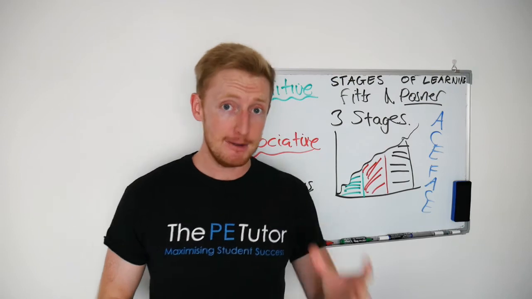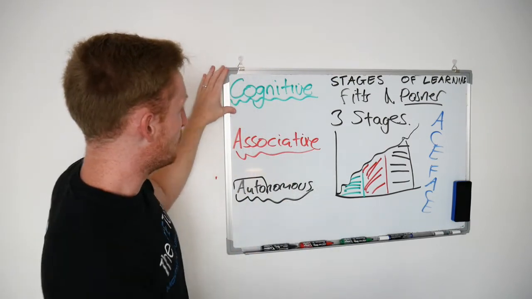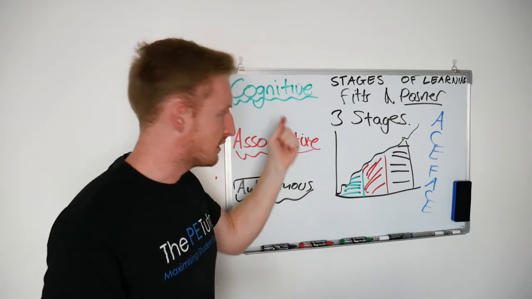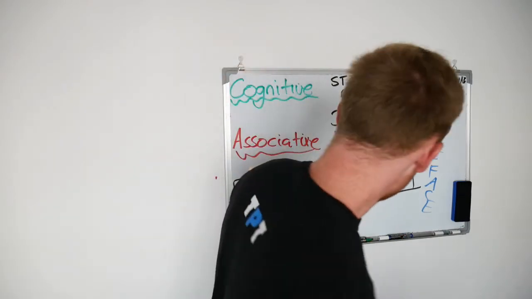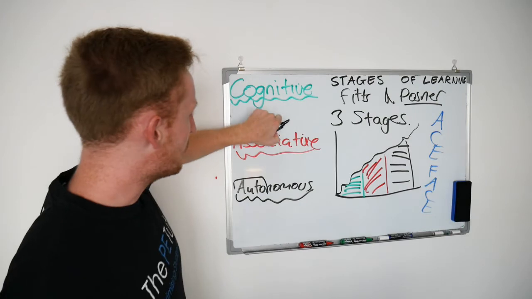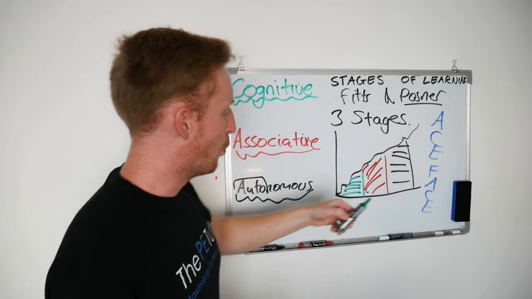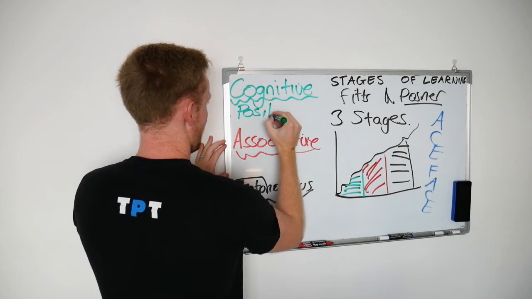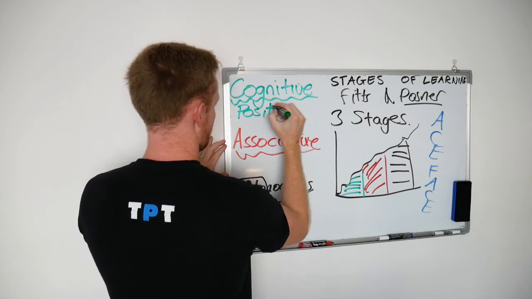Now, when it comes to feedback and improving a performer in each stage, there's different techniques which are better at different stages. Now, the first one, in the cognitive stage of learning, we want everything to be positive.